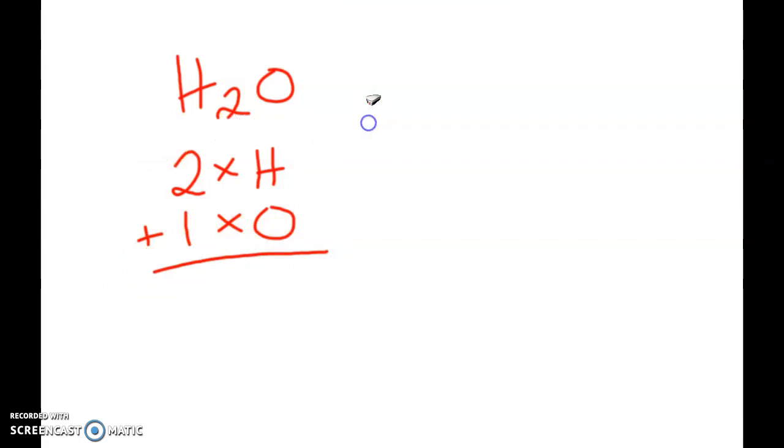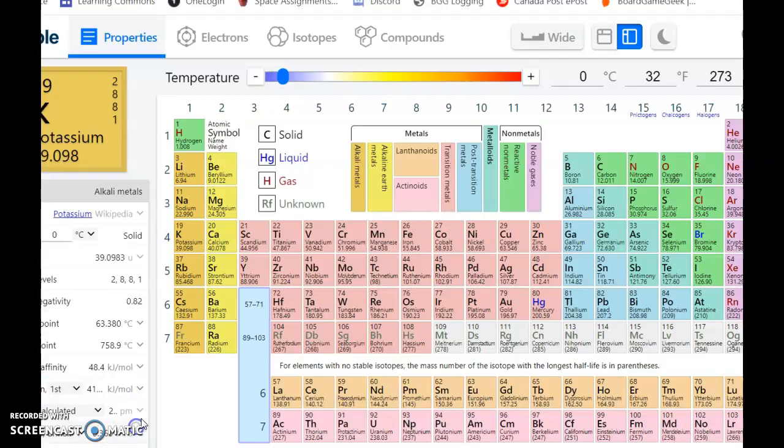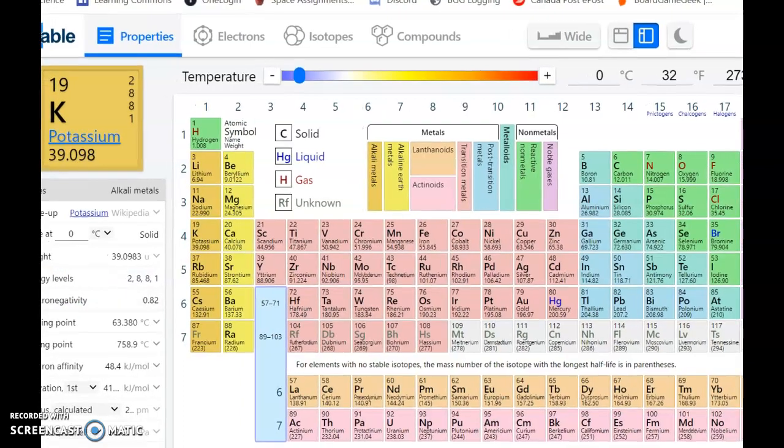You must show me the multiplication you're doing and what you're adding together. The numbers here are going to be the numbers from the periodic table. Now, when I am doing molar mass, I always round to 2 decimal places.